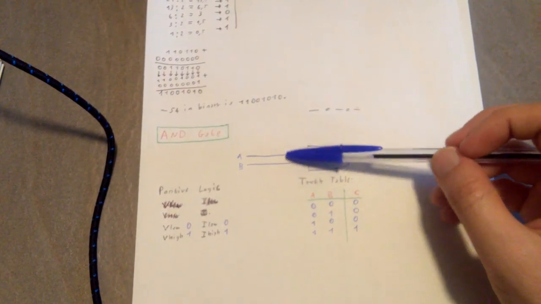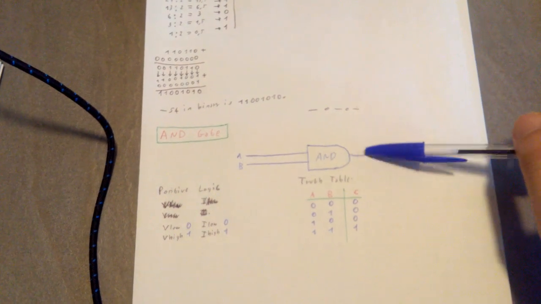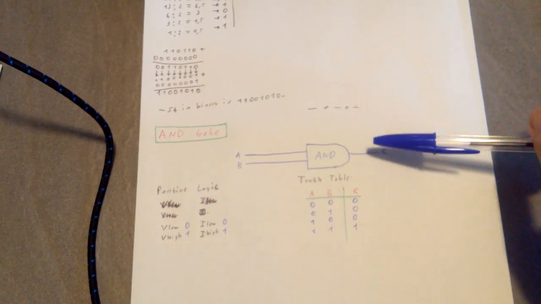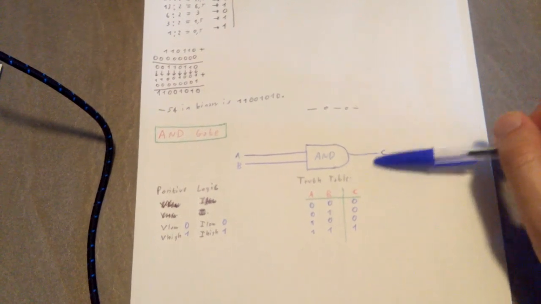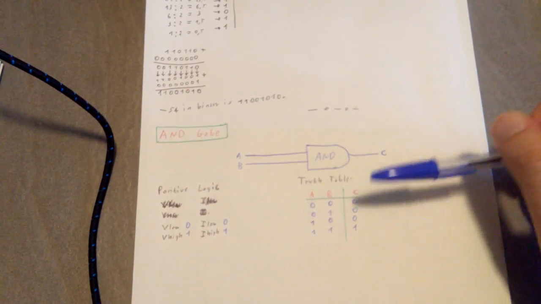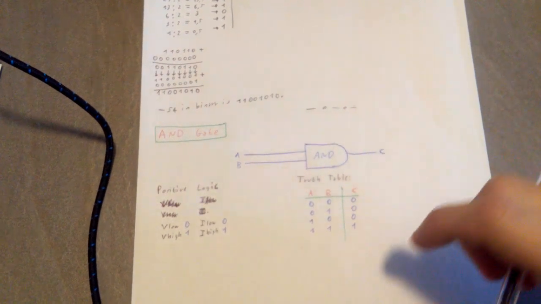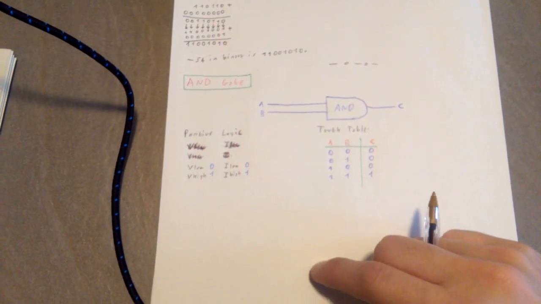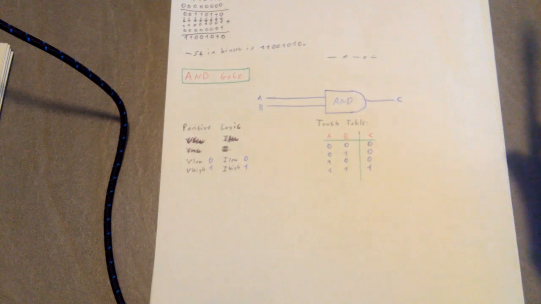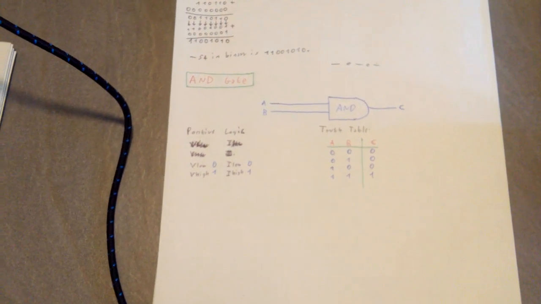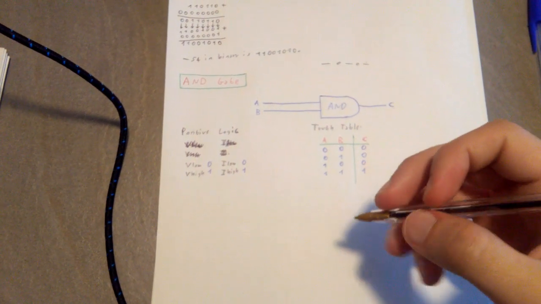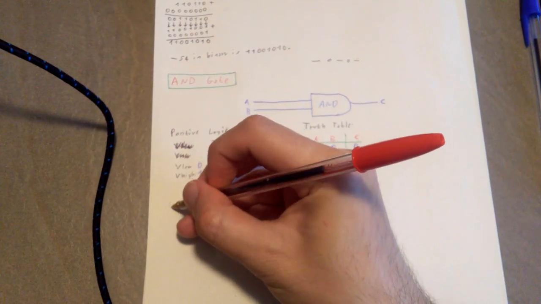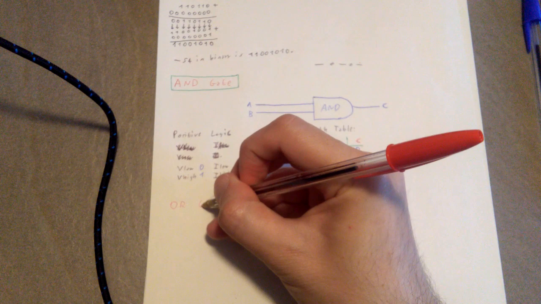But if both of them have a high voltage, then the AND gate is letting something go through and it's going to let 1 in the output, which says that it's going to be a high voltage as well. So this is the first logic gate. I'm going to introduce another logic gate. It's going to be OR, the OR gate.